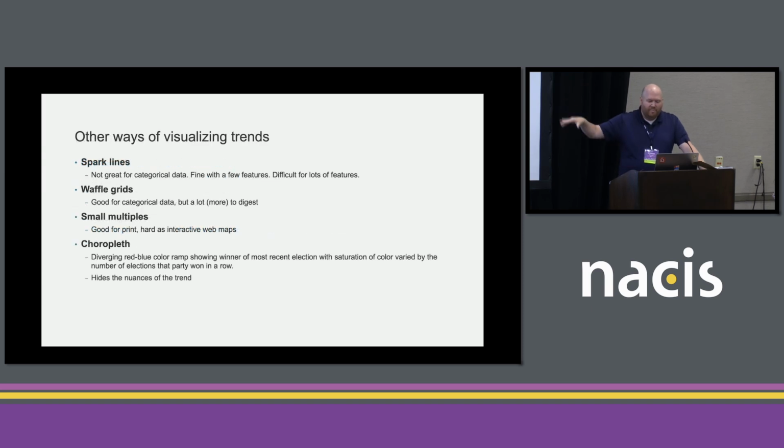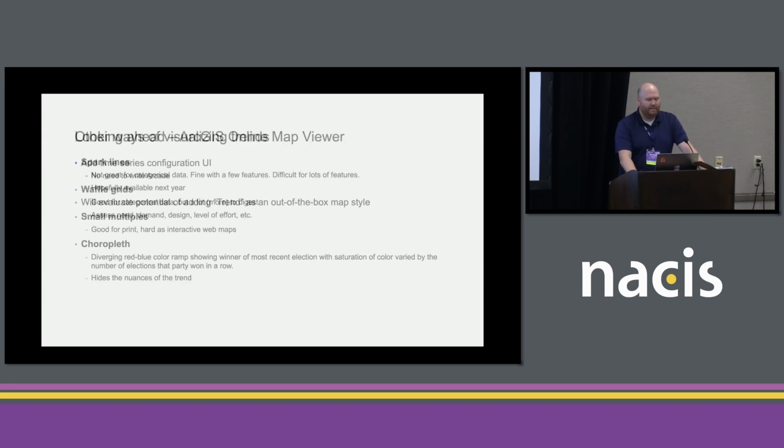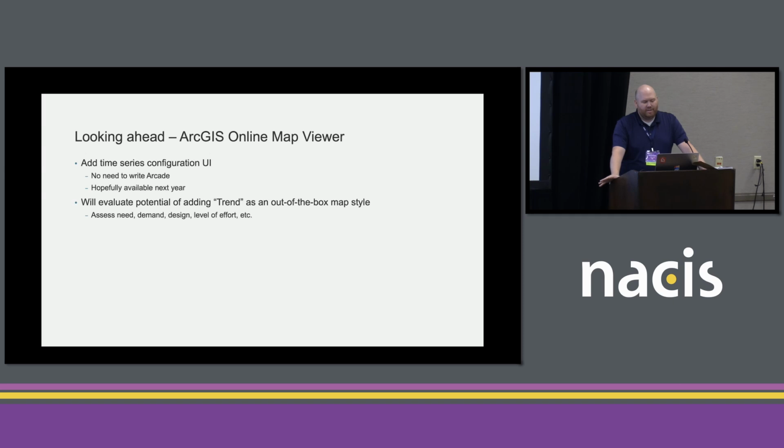I do want to acknowledge there are other ways of visualizing trends I didn't explore in this, and there are probably others I left off. I just found these others a little more compelling and easier to explore and understand. Since I work on the development team for the web stuff at Esri, including ArcGIS Online, I did want to point out that with the time series expression, we do plan on adding a UI for that, so you don't have to get into Arcade if you're not familiar with it. Hopefully we have a simple way of doing that in the future, and we'll look at potentially adding trend as a style.